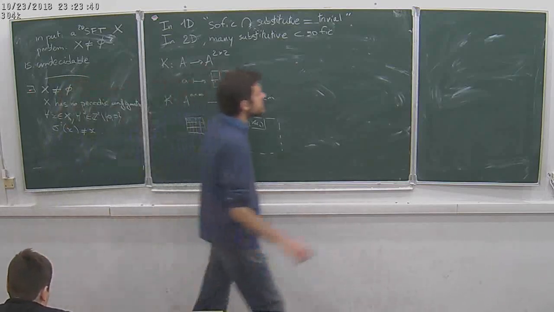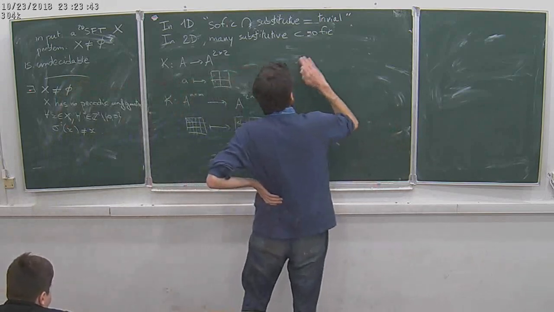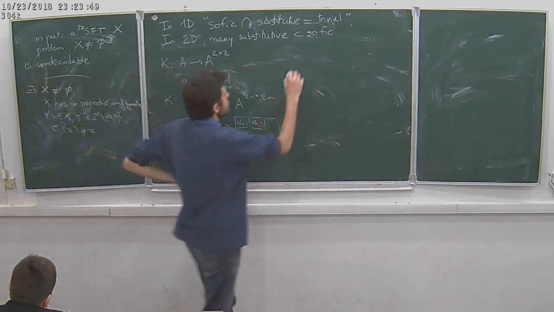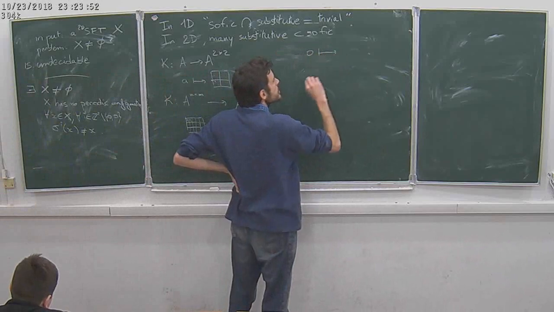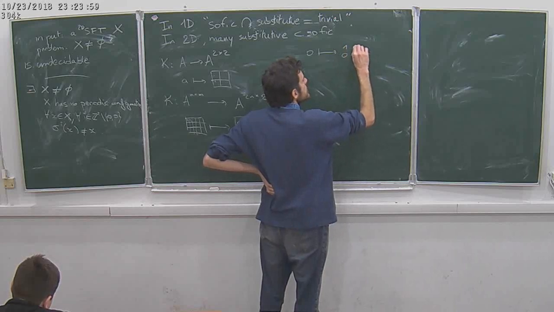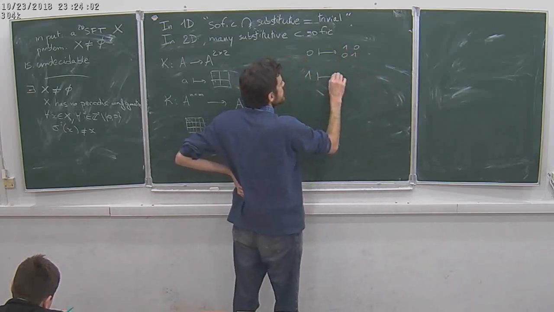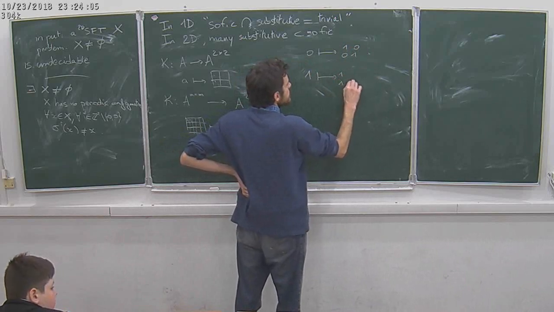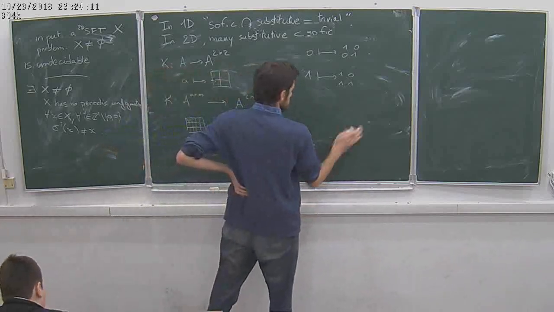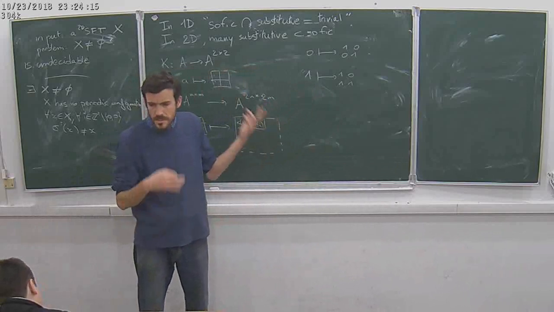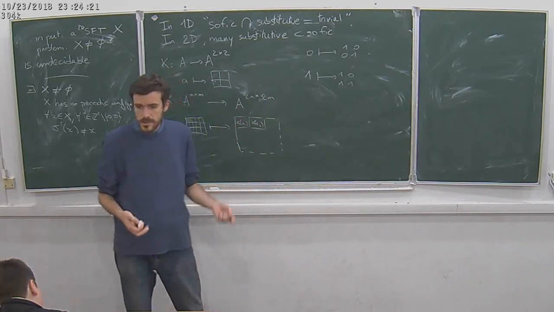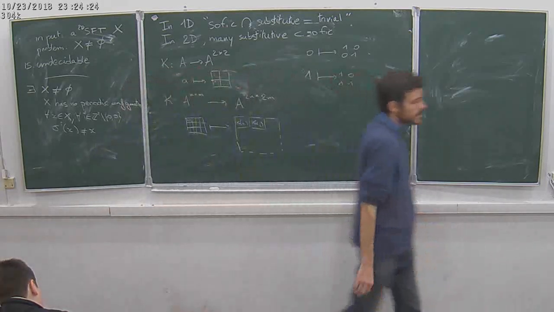So, maybe an example. If I do something like 0 goes to 0, 0, 1, 1 and 1 goes to 1, 1, 1, 0. This is a nice substitution because in the image of every letter, I have every letter. By the same argument as in 1D, you can deduce that the two-dimensional subshift will be minimal.